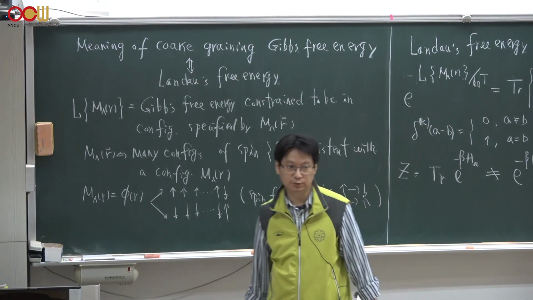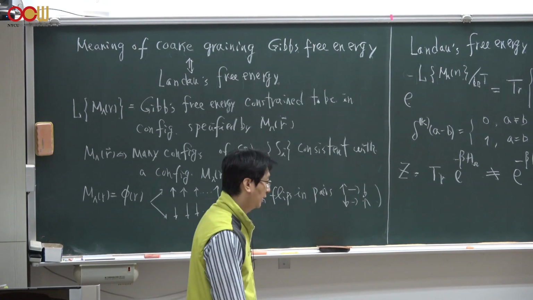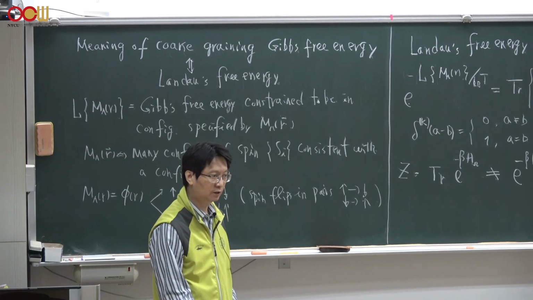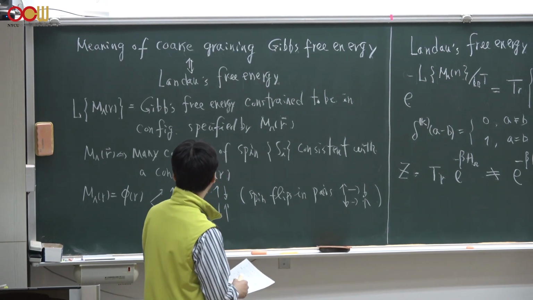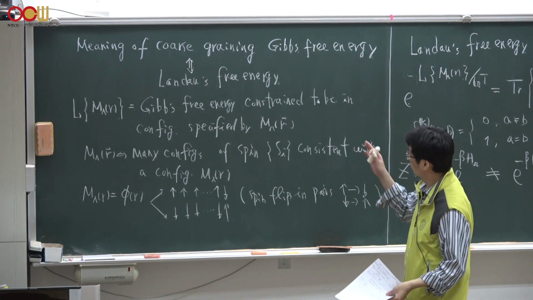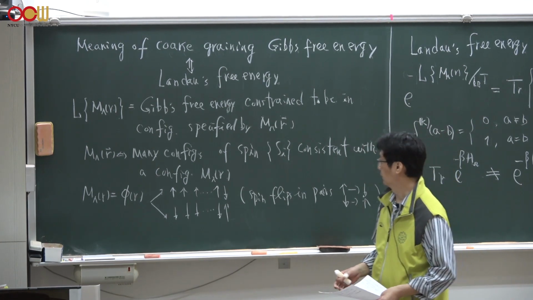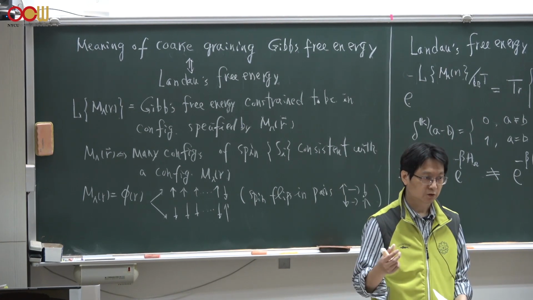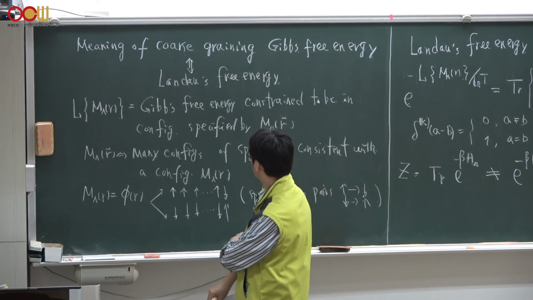So we just proved that the simple statistical ensemble average Gibbs free energy cannot be the same as the Landau free energy. Okay, but they are in fact closely related. So what's the connection between these two? Well, in short, the Landau free energy is nothing but the coarse-grained Gibbs free energy. By coarse-graining, I mean we simply sum over the microscopic degrees of freedom just partially, right? Not fully sum over all the microscopic degrees of freedom.